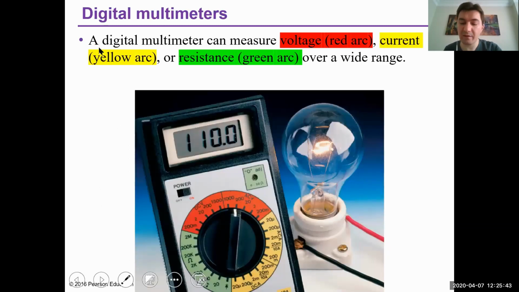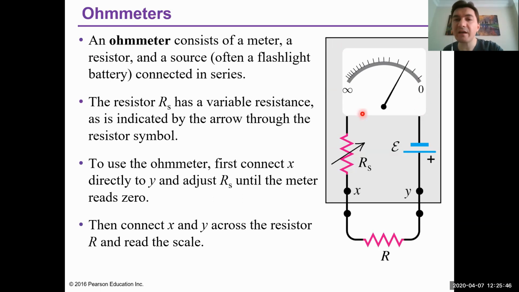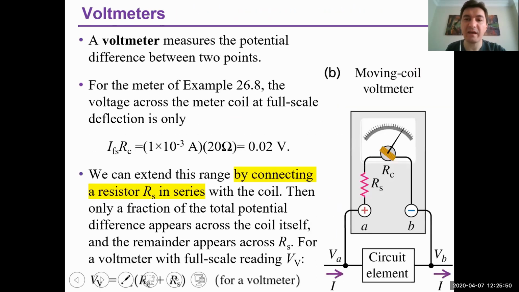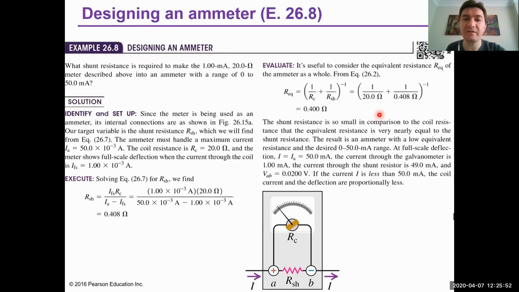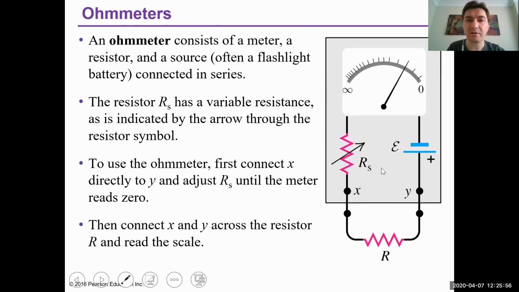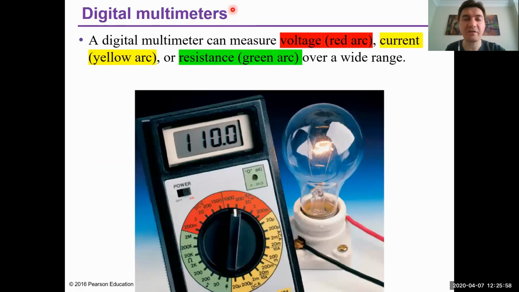Here we are using a galvanometer. But in digital multimeters, we are using integrated circuits and they provide much better and much more sensitive results. They can also measure voltage, current, and resistance over a wide range together.